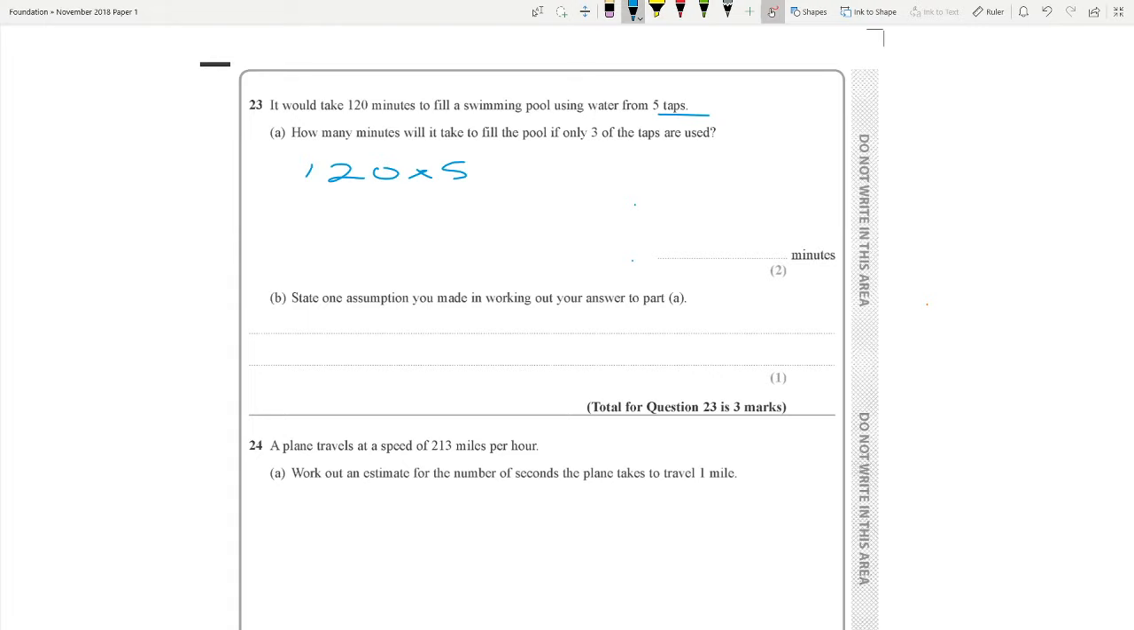Okay, so 120 times 5 is what? Well, 100 times 5 is 500. 20 times 5 is 100, so that's 600 minutes. If only 3 of the taps are used, you can do 600 divided by 3, which is 200 minutes. Write that down.